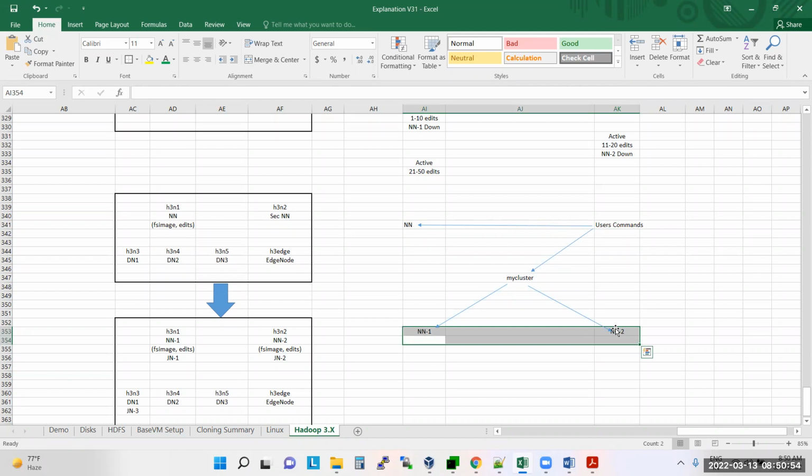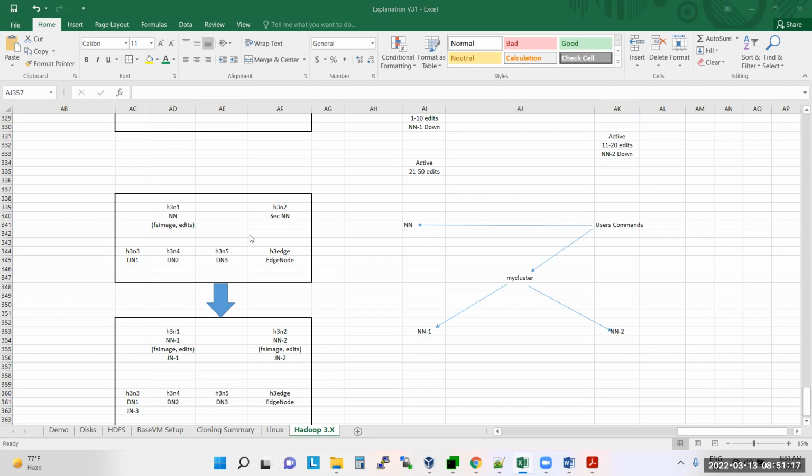Okay, so we are not sure. That is the reason we are giving a common name, which is called my cluster. User commands will be given to my cluster, and my cluster will forward the command to the active name node out of these two. Whichever is active, it will forward that command to it. Got it, sir.